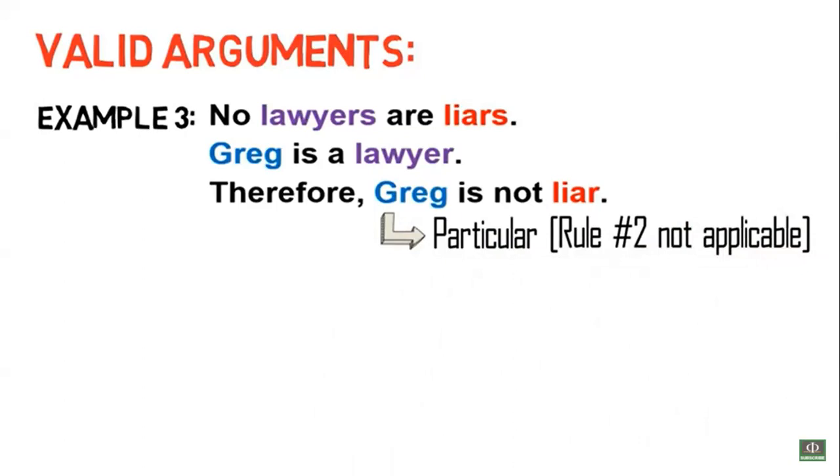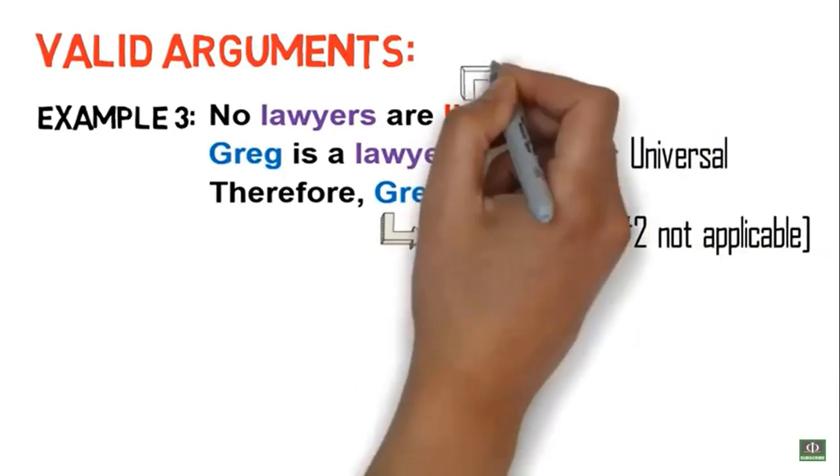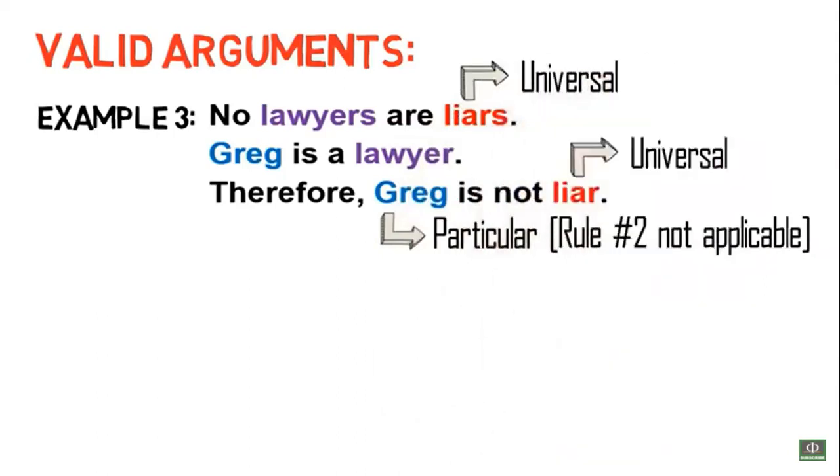Now, if we look at the major term "liar" in the conclusion, it is universal because it is a predicate term of a negative proposition. But because the term "liar" is also universal in the first premise, because again, it is a predicate term of a negative proposition, then this argument satisfies rule number 2.